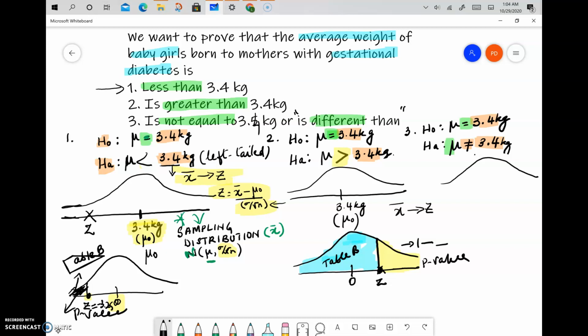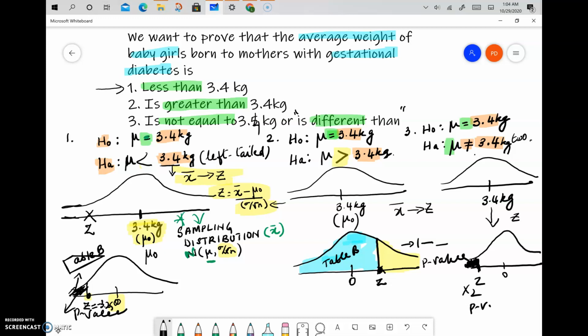Now, same thing here. So we have to assume that 3.4 sits in the middle. We standardize both z and the 3.4 kilograms, which sits in the center, so that becomes 0. And what we're looking at now is the standard normal distribution. Whether the z value falls to the left or right, if it falls to the left, we need to find the area to the left and double it up, because it's a two-sided test. In example 3, we have a two-sided test. So when we double up the area, that is going to be our p-value.